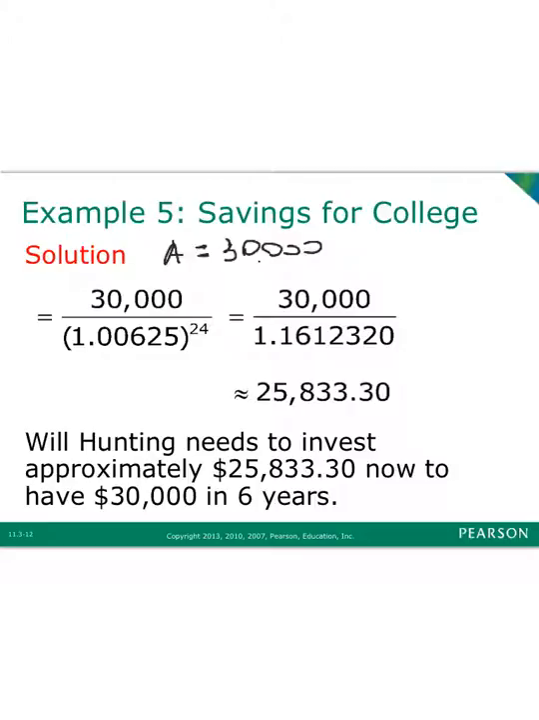So the formula works basically the same. This part of the formula, again, is A divided by 1 plus R over N raised to the NT power, right? And that's equal to the principal that we will need.